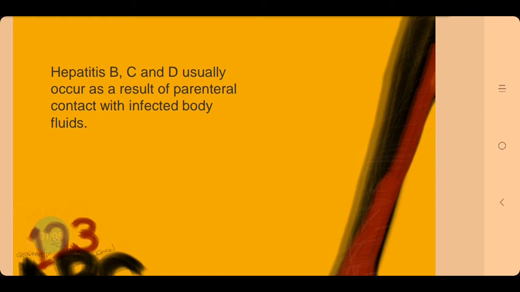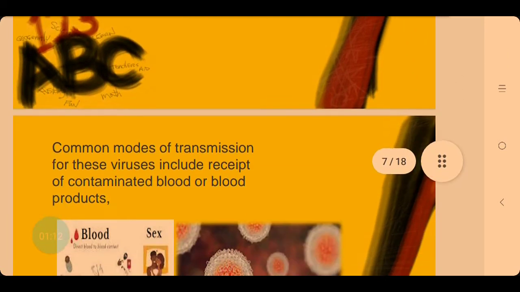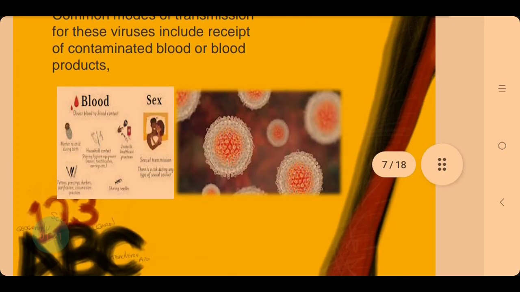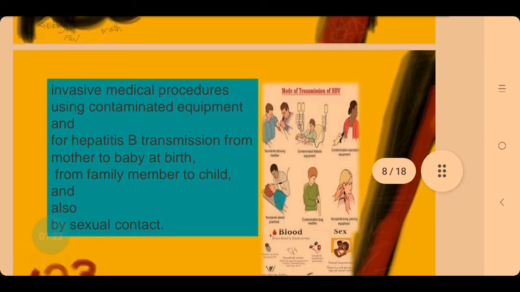Hepatitis B, C, and D usually occur as a result of parenteral contact with infected blood and fluids. Common modes of transmission for these viruses include reception of contaminated blood or blood products, or invasive medical procedures using contaminated equipment. For hepatitis B, transmission can also occur from mother to baby at birth, from family member to a child, and by sexual contact.